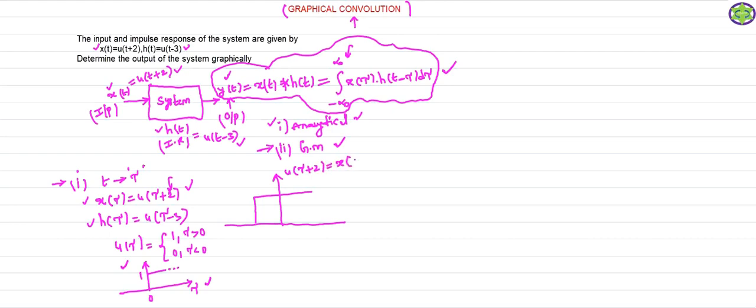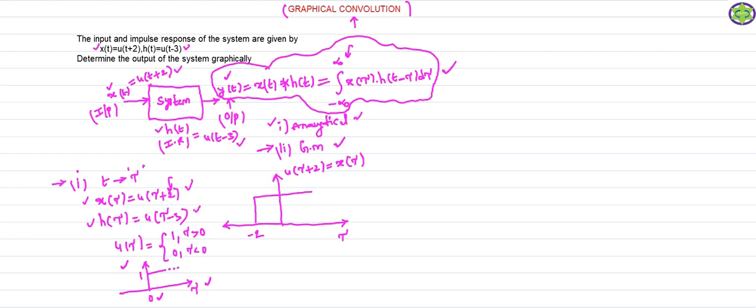So your x of tau is nothing but u of tau plus 2, which means we shift this u of tau, the unit step function, to the left-hand side by 2 units. Now this point is minus 2 on the tau axis. With respect to the tau axis, we shift this signal to the left. It is plus for left-hand shifting; whenever it is minus, it is right-hand shifting. Left-hand shifting is called the advance in time operation. So this is your x of tau.